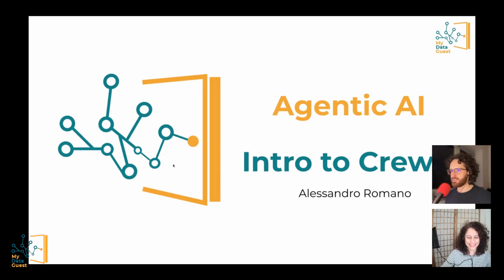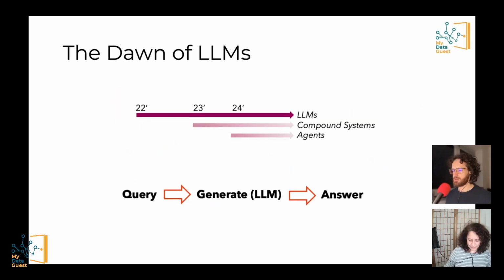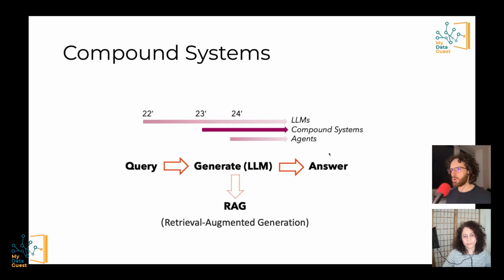So the idea is that I want to introduce this topic starting from the basics. So why we're talking about agentic AI. And I think the best way is to start talking about LLMs. A few years ago, not too many years ago, the first huge LLM was released to the consumers thanks to OpenAI. And essentially when we use an LLM, we start from a query, we generate something, and then we get an answer out of it. And everything is based on the fact that we have this large language model that is trained against a huge amount of data.